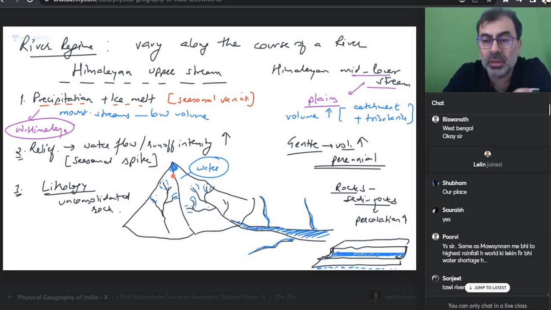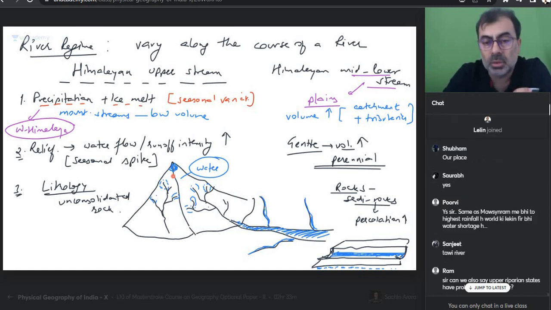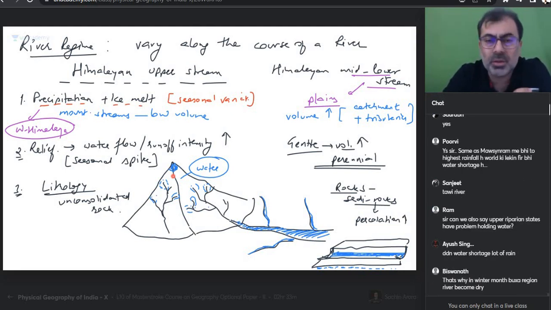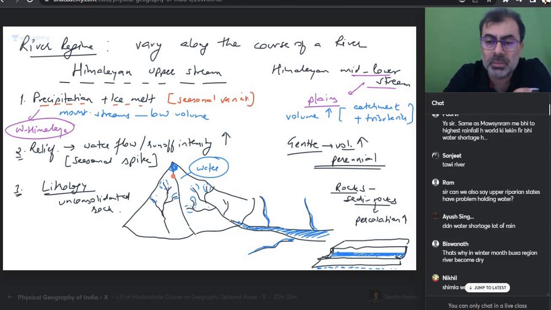Purvi is saying same problem with Mawsynram. Highest rainfall in the world, but water shortage. So true. Sanjeet is saying Tavi River. So Jammu, when you go over there, there is this river, Tavi River. Dry bed. So can we also say upper riparian states have problem holding water? राम अभी upper riparian state की बात ही नहीं, अभी तो mountain की बात है. अगर उत्तराखंड में चल रहा है मामला, I am still in Uttarakhand only. Why bring that? Ayush says Dehradun has water shortage despite lot of rain. Wherever you have, that will be there. है ना? Shimla water crunch.